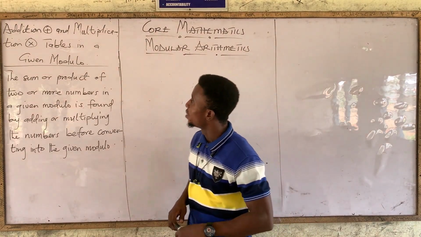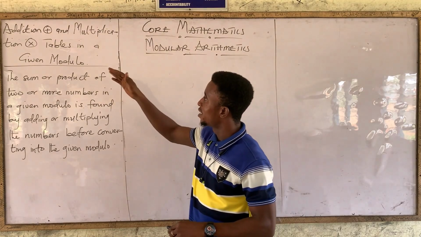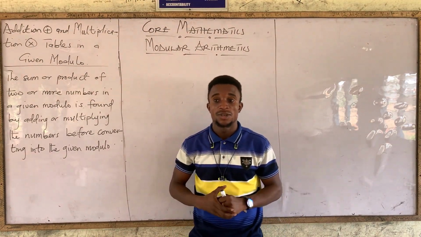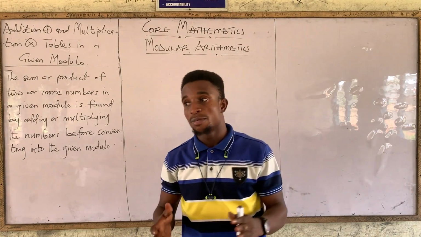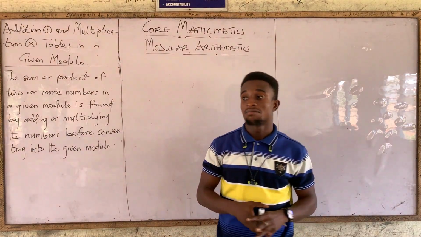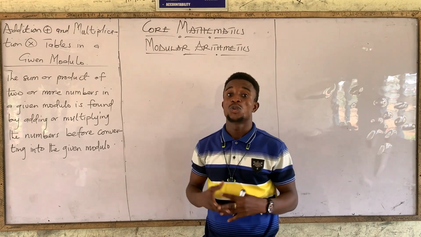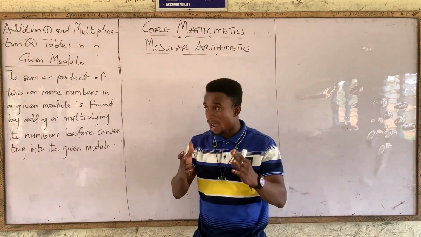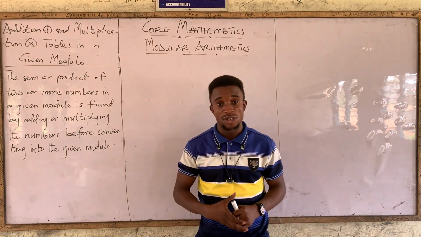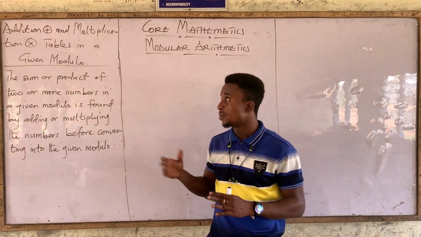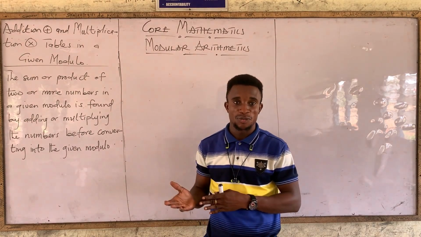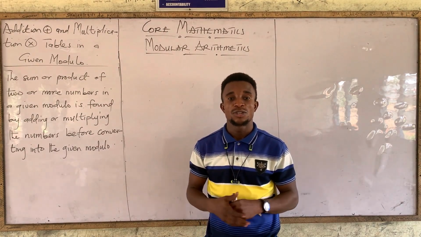In today's lesson, we are going to be looking at addition and multiplication tables in a given modulo. Are we getting that? We have some tables that you'll be given to perform or to complete. You'll be asked to copy and complete. And those are all in what? Modulo. So we are going to be looking at that. Whenever I'm given those tables in modulo form, how am I supposed to do that?